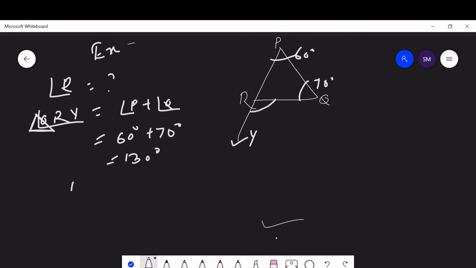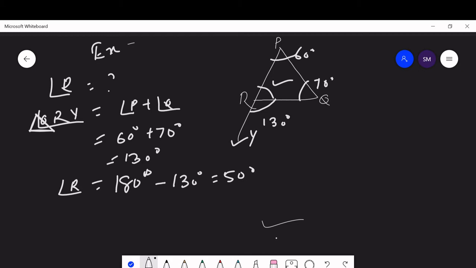Then we have to find the measure of angle R. The measure of angle R is the interior adjacent angle of this exterior angle. These two form a linear pair. As you know, in a linear pair, the sum of the two angles is 180 degrees. If one angle is 130 degrees, then angle R is equal to 180 minus 130, which is equal to 50 degrees.